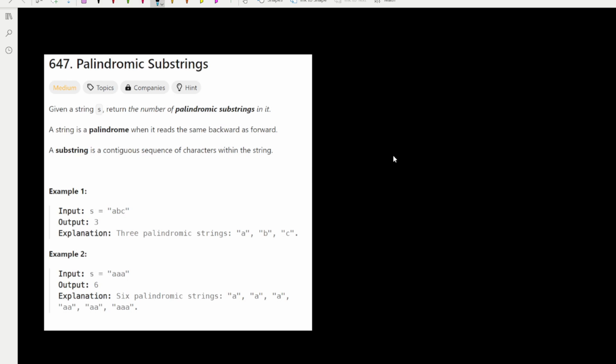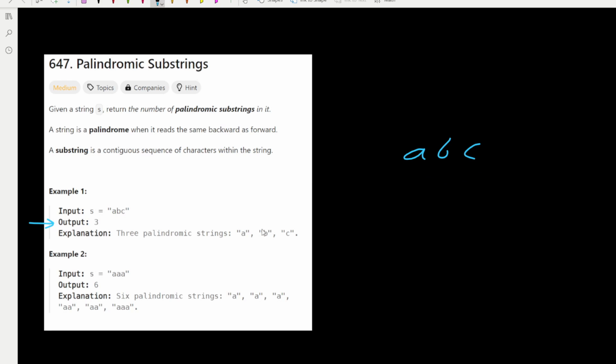We have the string A, B, C. We notice ABC is not a palindrome, but the output is 3, as you can see right here. Now, why is that? Well, the question is asking for palindromic substrings. So we're not only looking at the whole string, we need to consider all substrings, and for each one we need to see if it's a palindrome or not. So how do they get 3?